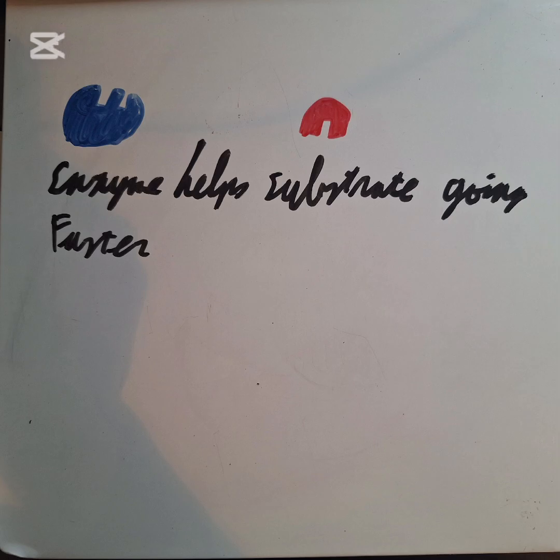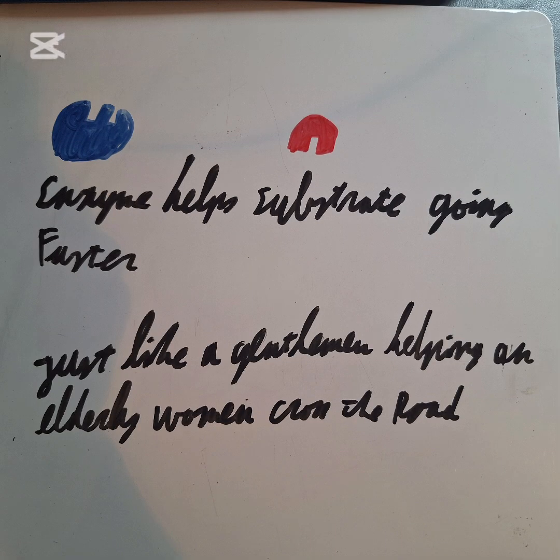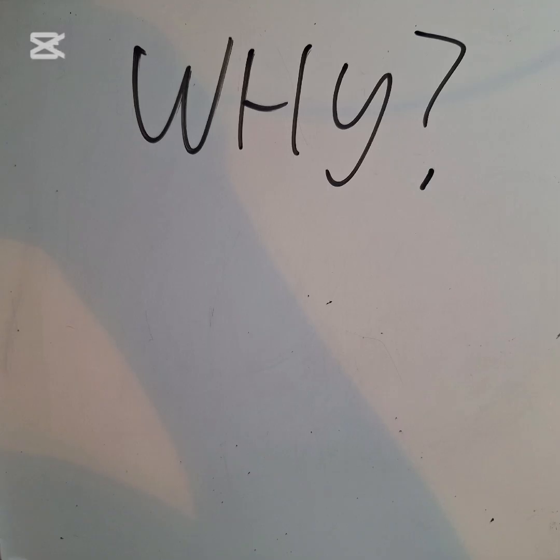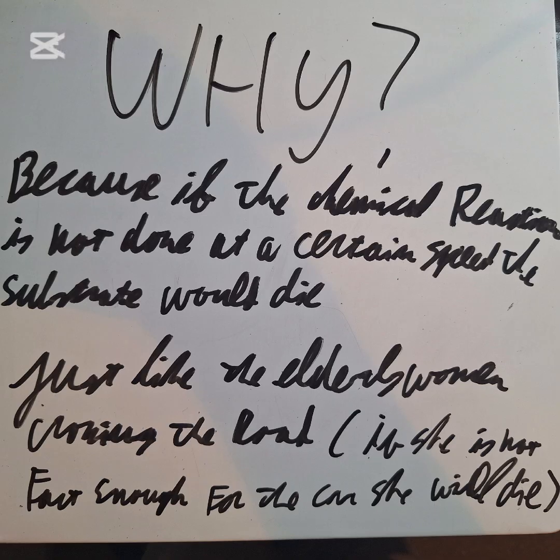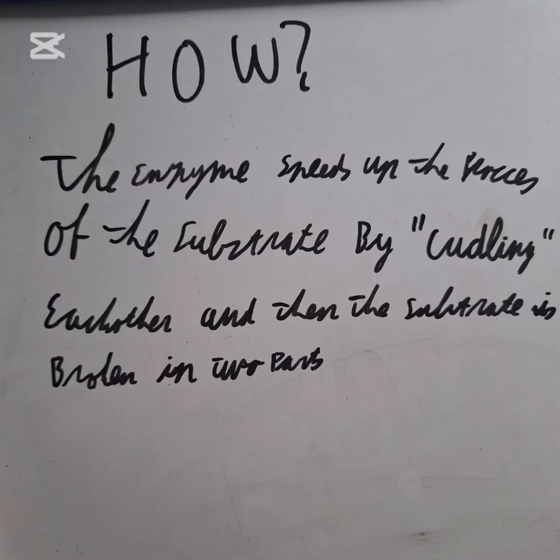The enzyme helps the substrate's chemical reaction go faster, just like a gentleman helping an elderly woman cross the road. Why? Well, because if the chemical reaction is not done at a certain speed, the substrate would die. Just like the elderly woman crossing the road, if she is not fast enough, she will crash with a car and die.